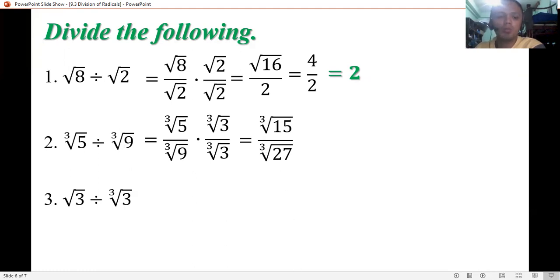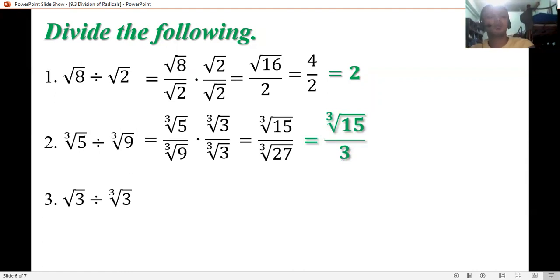Paano naging perfect cube? Try natin kay 3. 1, 2, 3, then we have 27. Tatlong beses natin multiply si 3 by itself. So pasok siya kay cube root. Magiging cube root of 15 over by 3.